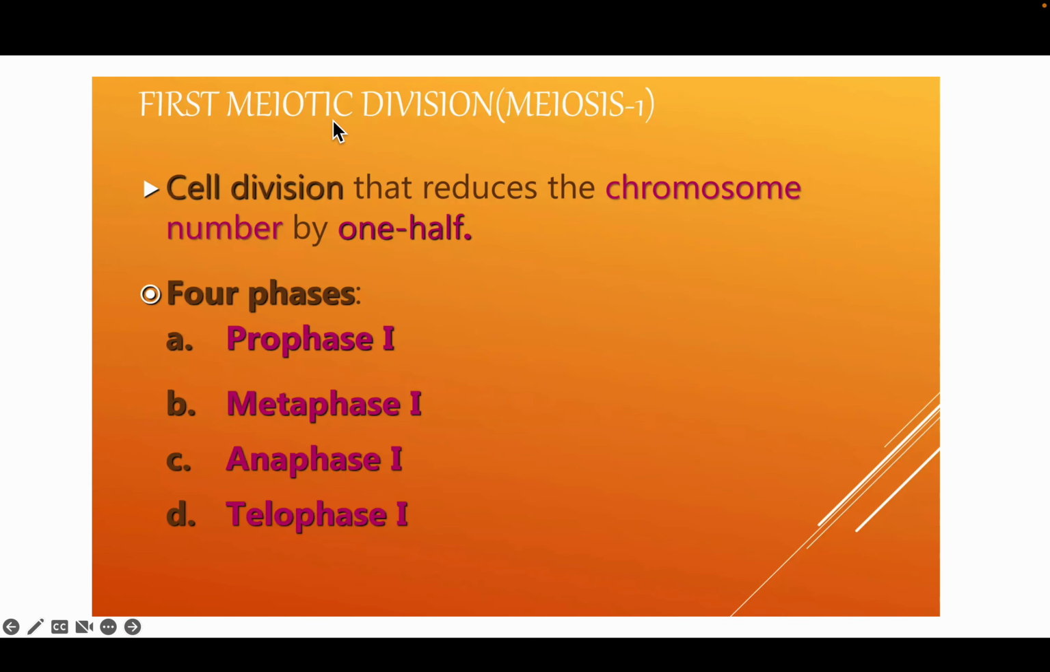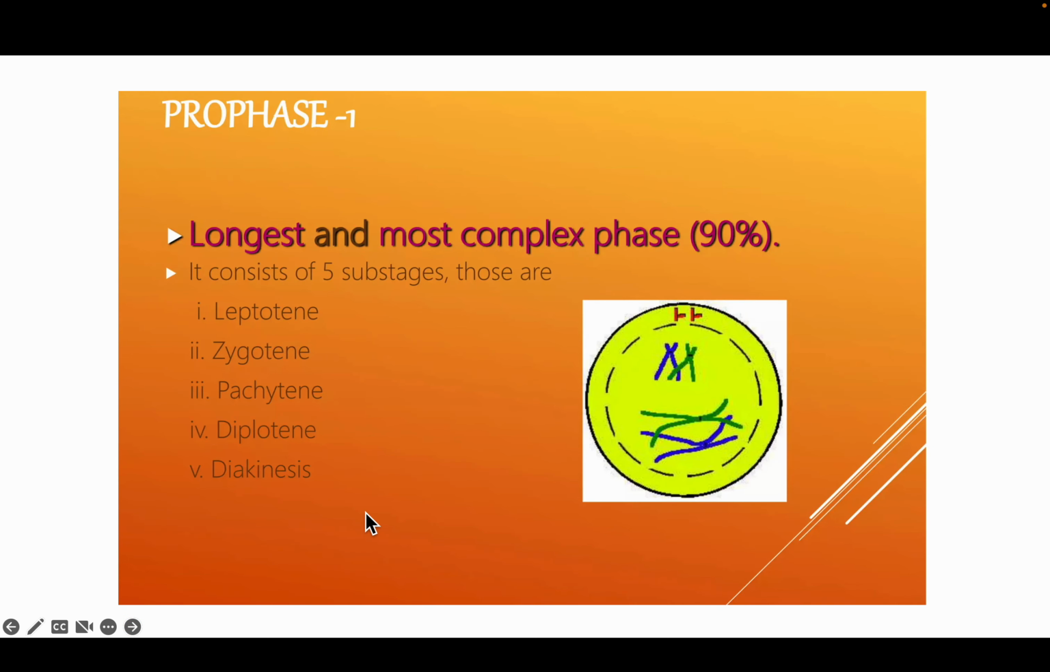Now we'll come to the first meiotic division, or meiosis 1. As I was discussing, it also consists of 4 phases: prophase 1, metaphase 1, anaphase 1, and telophase 1. In meiosis 1, cell division occurs that reduces the chromosome number by half. Prophase 1 is the longest and most complex phase of meiosis 1, and it consists of 5 substages: leptotene, zygotene, pachytene, diplotene and diakinesis.